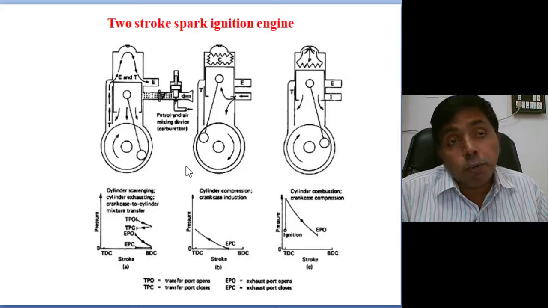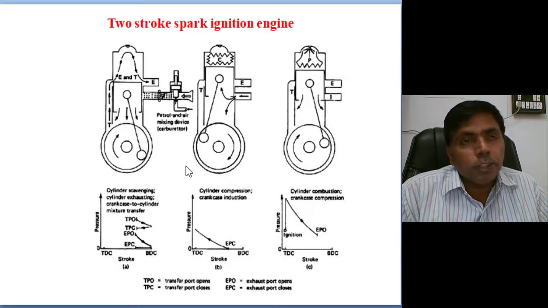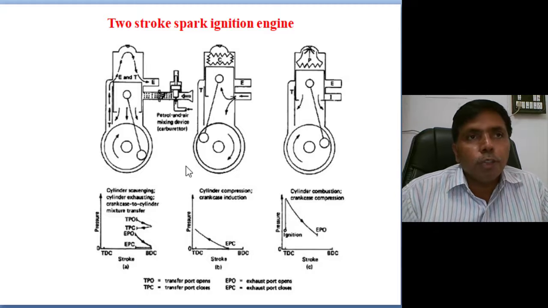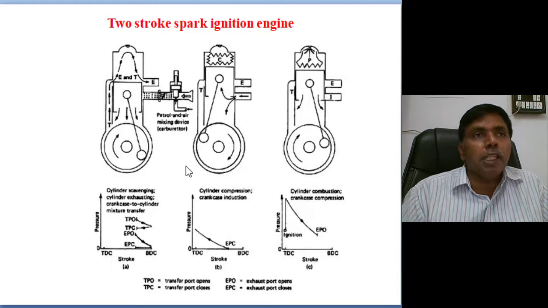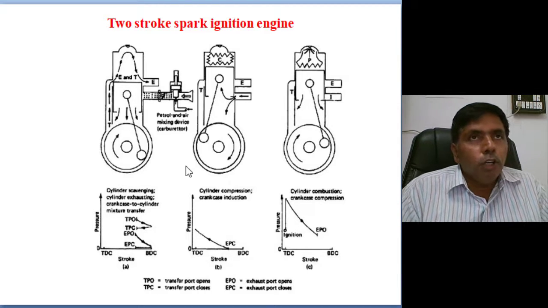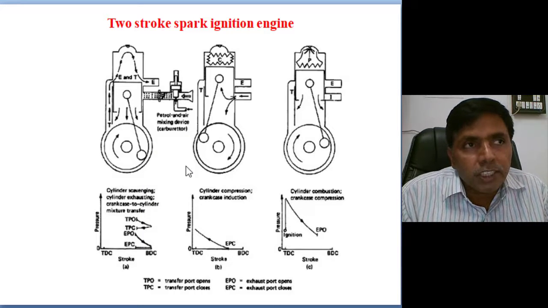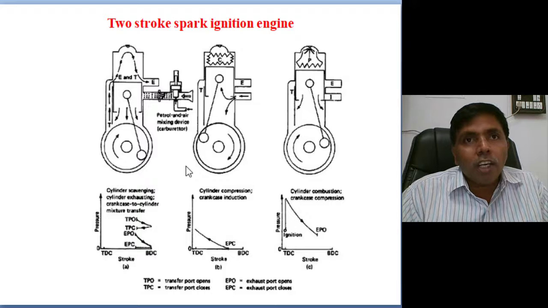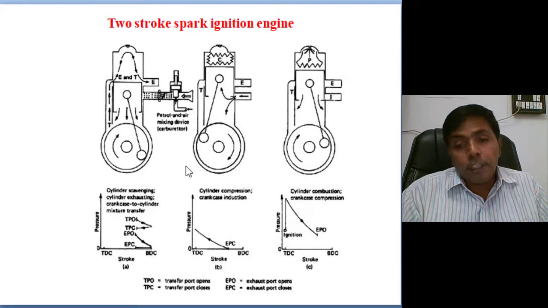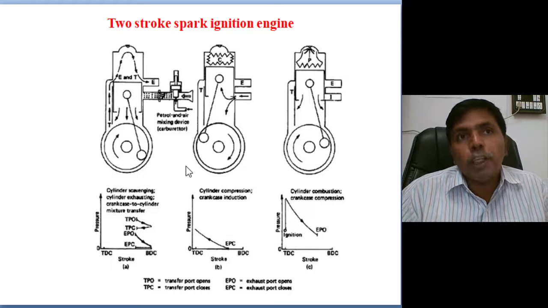Because of that, what are the drawbacks? There is no lubrication sump; the lubrication is already with the fuel. So with the fuel lubrication, combustion of the lubricant is taking place. So unwanted hydrocarbons are produced in the exhaust because we give lubrication with the fuel.